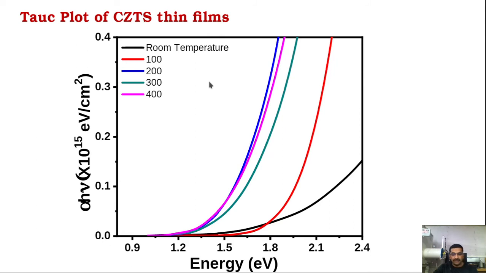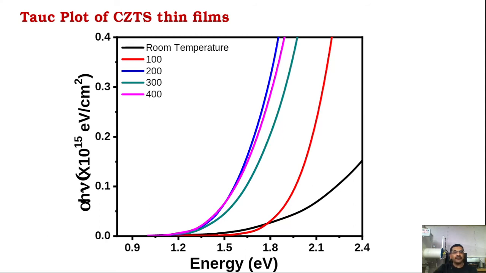This plot I have plotted using a UV visible spectrophotometer. Here you can see different plots I have clubbed in a single chart. On the x-axis I have energy, on the y-axis I have (alpha h nu) square, since it is a direct band gap semiconductor. Now if I go for the band gap calculation, it is very clear that band gap decreases with increase in temperature.